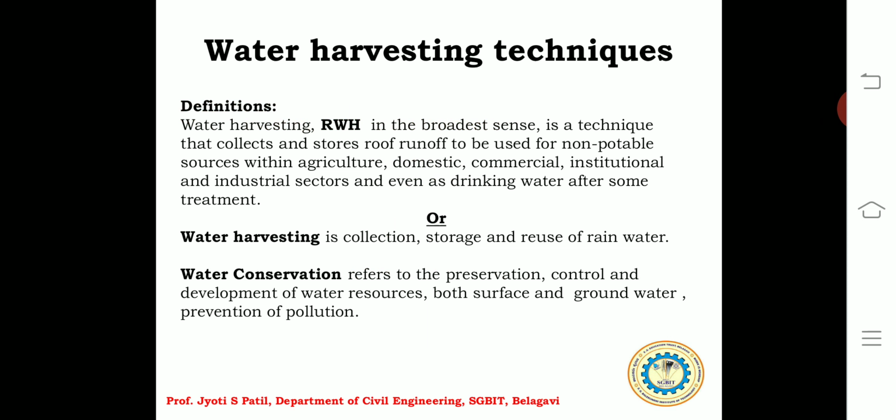Before going to water harvesting techniques, let us define what is water harvesting and what is water conservation. Water harvesting is collection, storage and reuse of rainwater in general. But when we talk about rainwater harvesting, in the broadest sense, it is a technique which collects and stores roof runoff which can be used further for non-potable sources within agriculture, domestic, commercial, institutional and industrial sectors, and even as drinking water after some treatment.